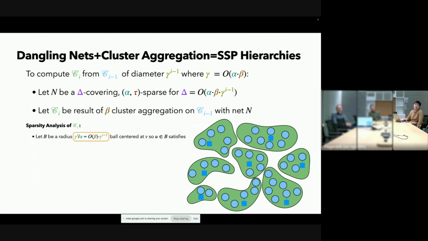But the point is that we're thinking about some vertex, and the ball around that vertex that we don't want to intersect too many of these green parts. That thing just has diameter beta times gamma to the I-1. This is just by how we choose our parameters.